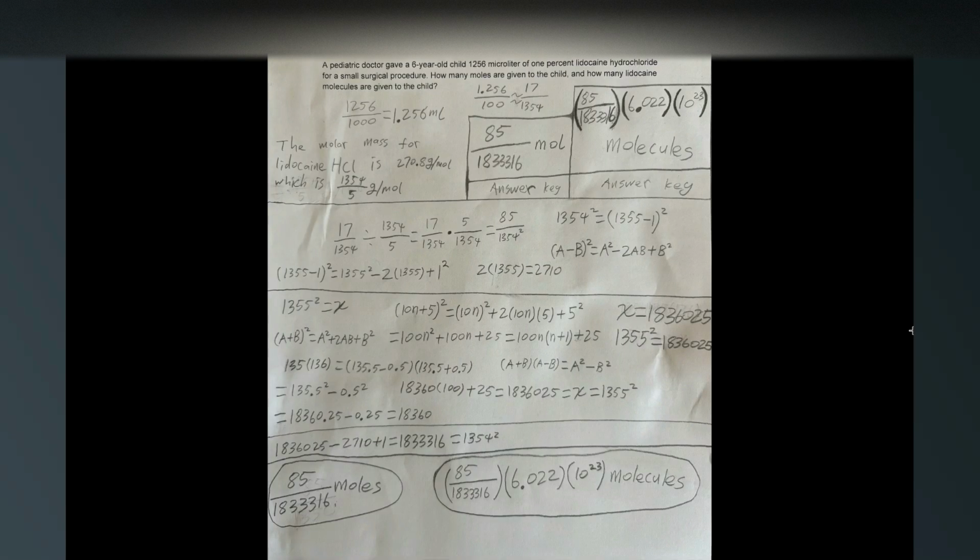Okay, so here's how you solve this question. A pediatric doctor gives a 6-year-old child 1,256 microliters of 1% lidocaine hydrochloride for a small surgical procedure. How many moles are given to the child, and how many lidocaine molecules are given to the child?